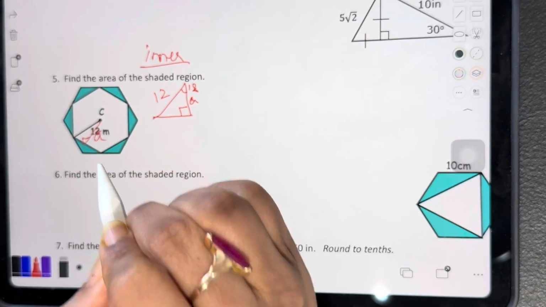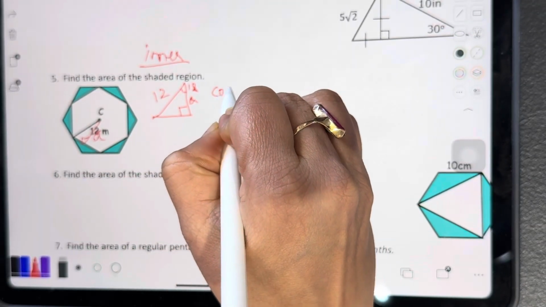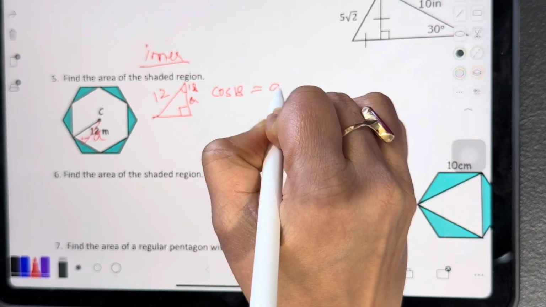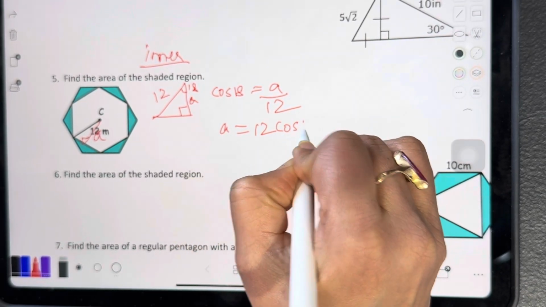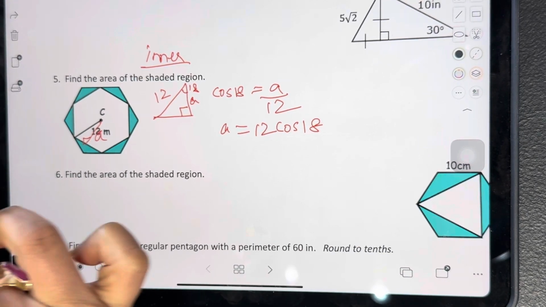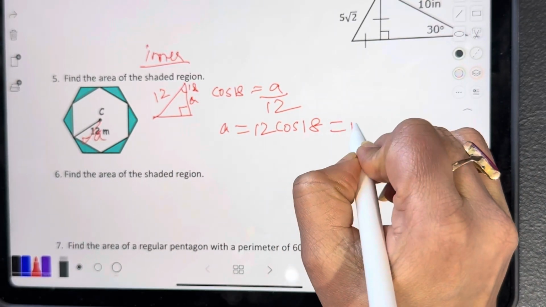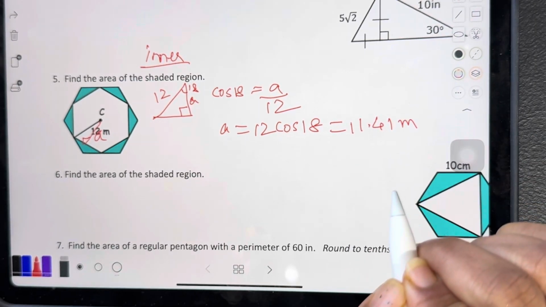This is apothem. 12 is given as the radius. So I will use cosine 18 is equal to adjacent over hypotenuse. So A is equal to 12 cosine 18. So 12 cosine 18, I got that as 11.41 meter. That is the apothem. You got the apothem.